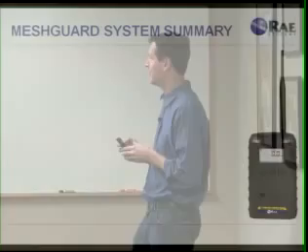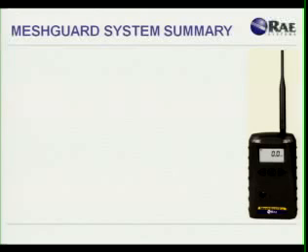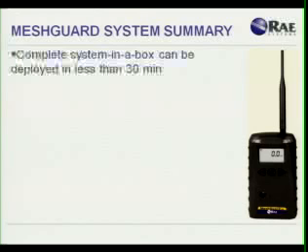Okay, so this is my final slide. This is the MeshGuard system summary. We have a complete system in a box that can be deployed in less than 30 minutes. We talked about all the advantages of being able to rapidly deploy systems, the flexibility that brings and all the cost savings that brings.